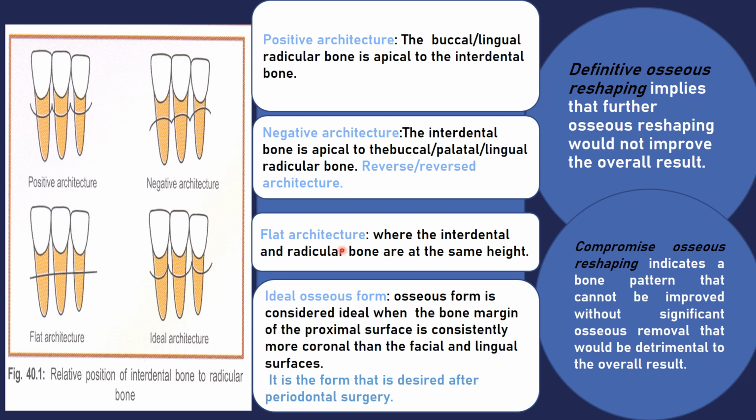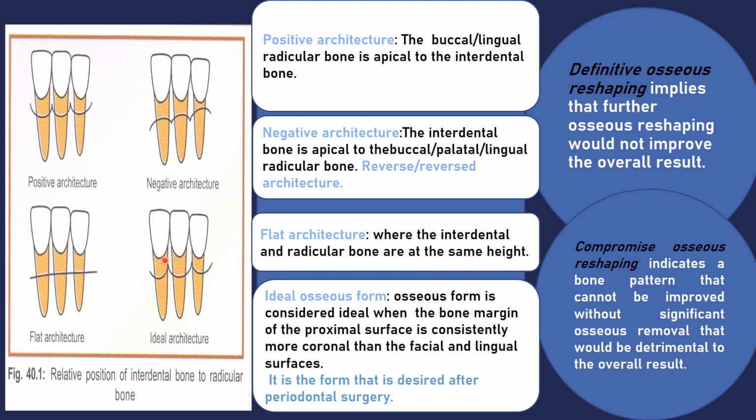And then coming to the ideal osseous form, that is considered ideal when the bone margin of the proximal surface is consistently positive. That is what we are trying to achieve. By removing bone, we will be achieving this type of bony architecture, where the interdental proximal bone margin is more coronal than the facial and lingual surfaces.